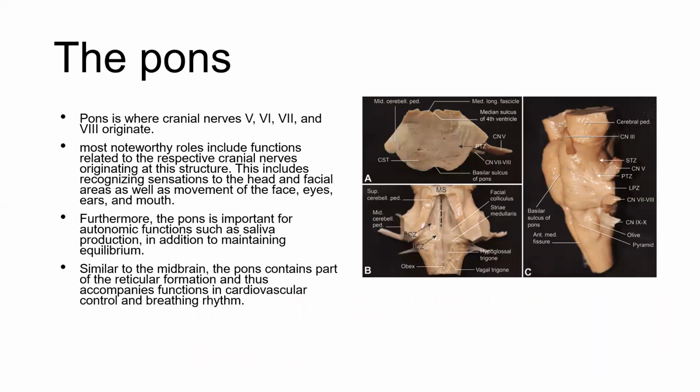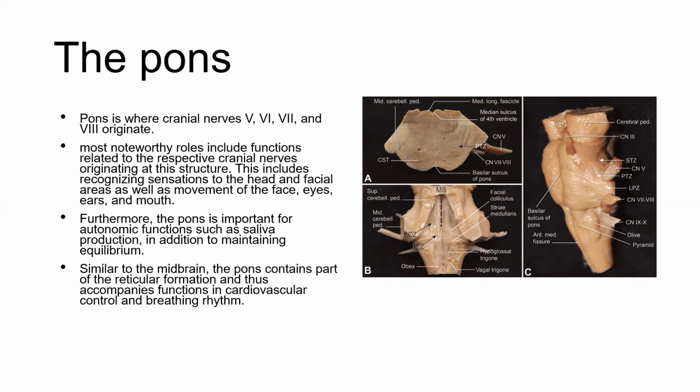Coming down towards the middle part, this is the pons. It is where cranial nerves 5, 6, 7, and 8 originate. Most noteworthy roles include functions related to the respective cranial nerves originating at the structure. These include recognizing sensation of the head and the facial areas, as well as the movement of the face, eyes, ears, and mouth. Furthermore, the pons is important for autonomic activities such as saliva production, and in addition to maintaining equilibrium. Similar to the midbrain, the pons contains part of the reticular formation, and this accompanies functions in cardiovascular control and breathing rhythms.